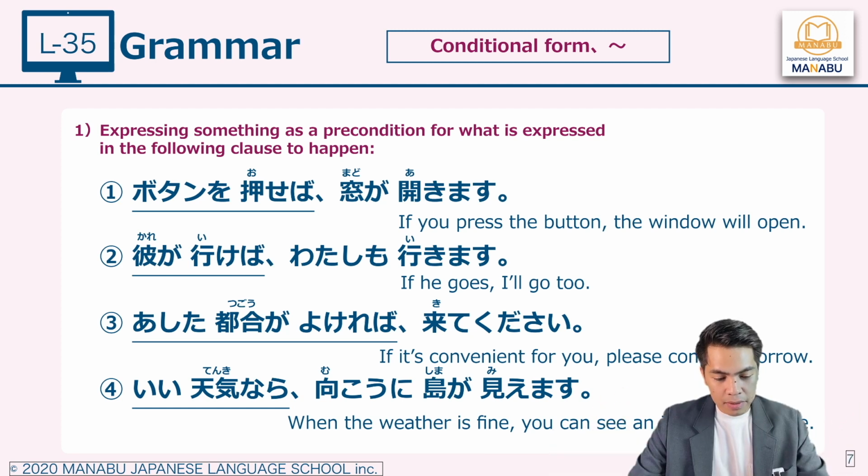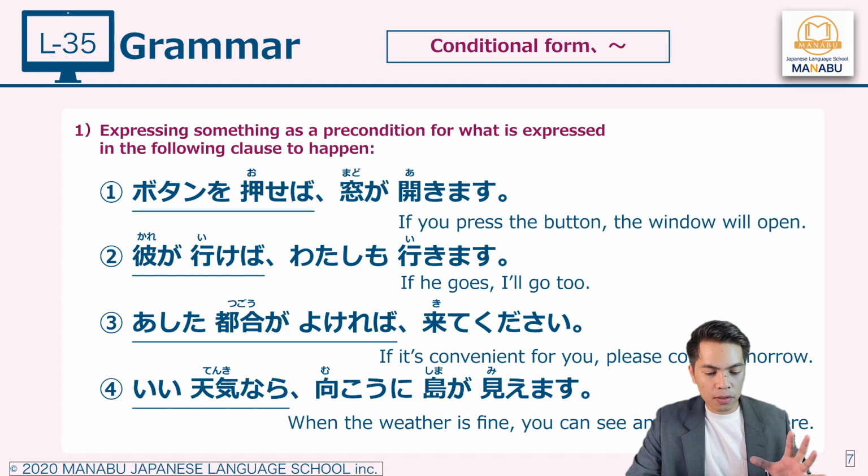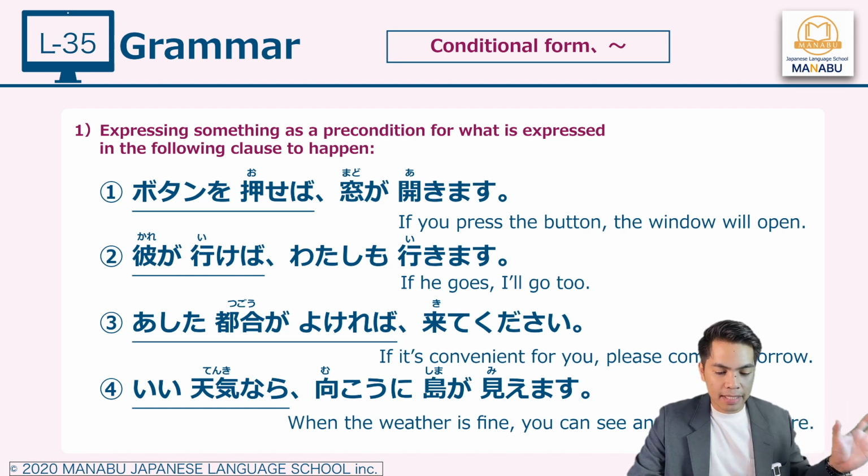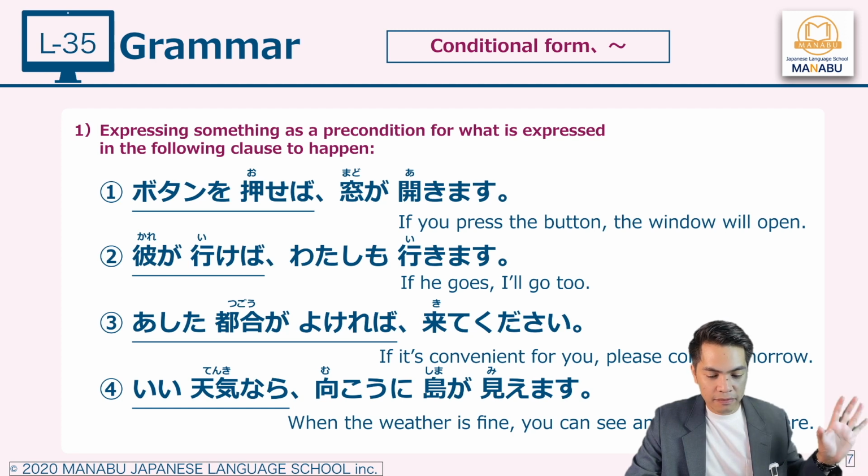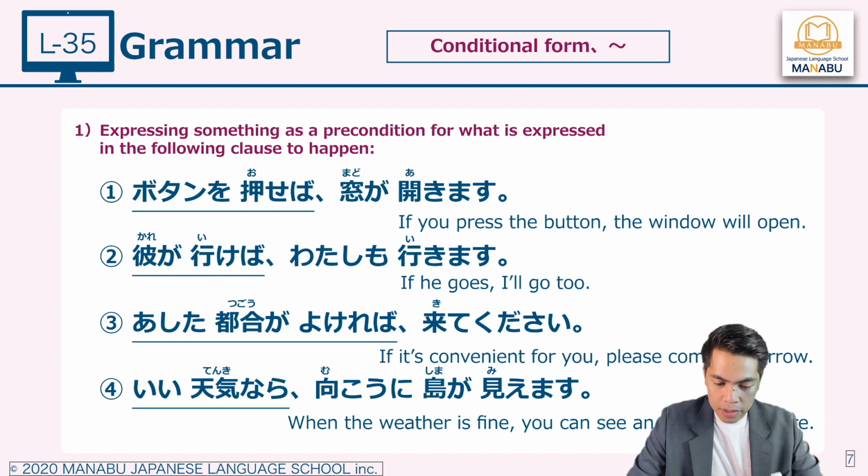And example number 3, ashita tsugo ga yokereba kite kudasai. So ashita, tomorrow, tsugo ga yokereba, from tsugo ga ii. Tsugo ga ii desu. If you're free tomorrow or if it's convenient for you, tsugo ga ii. Then the ba form of ii is yokereba. Kite kudasai. So please come. But there is a precondition.